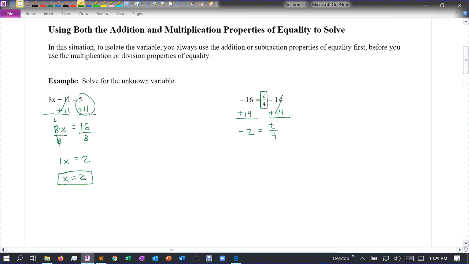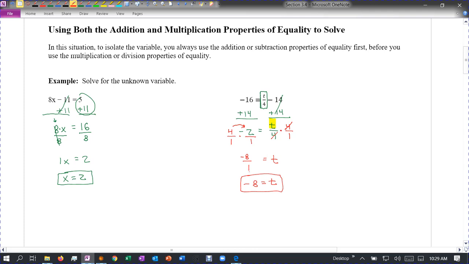So now what we want to do is get the t by itself. So we don't want it to be divided by 4. So instead of dividing by 4, we'll do the opposite of that, which is multiplying both sides by 4 over 1. And just remember that negative 2 is the same as negative 2 over 1. So on the right-hand side, these 4's cancel out and we're just left with t. And on the left-hand side, we multiply straight across. Negative 8 over 1 times 1, which is 1. So we can just write that as negative 8 equals t.